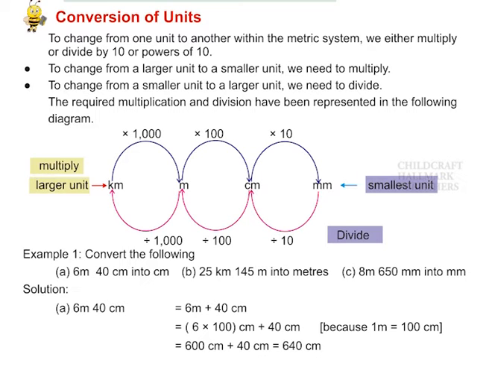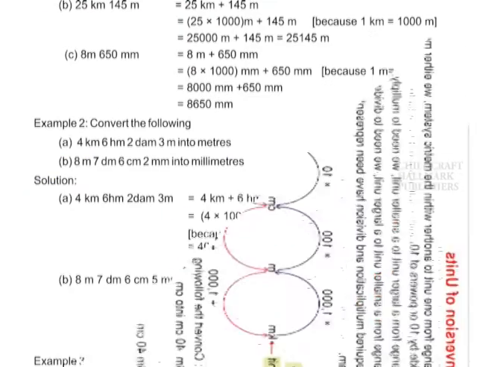Solution. First one. 6 meters and 40 centimeters is equal to 6 meters plus 40 centimeters is equal to 6 into 100 centimeters plus 40 centimeters. 1 meter is equal to 100 centimeter, is equal to 600 centimeter plus 40 centimeter is equal to 640 centimeter.